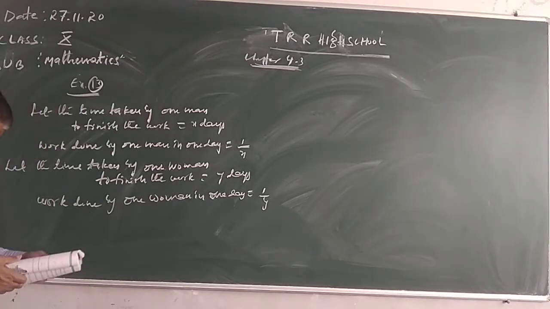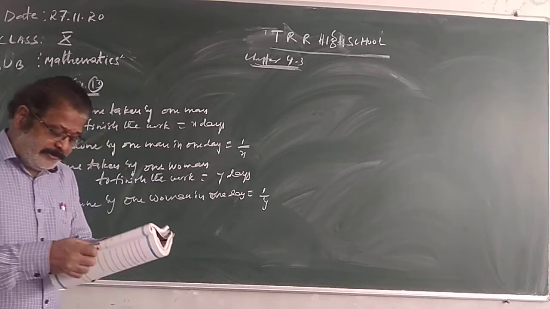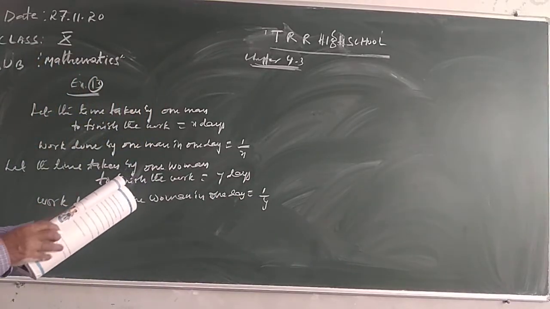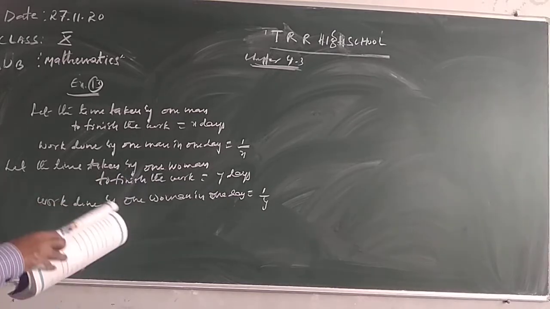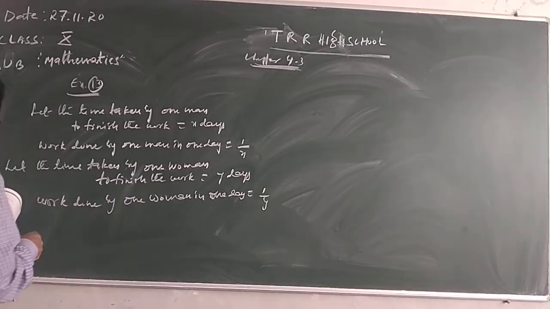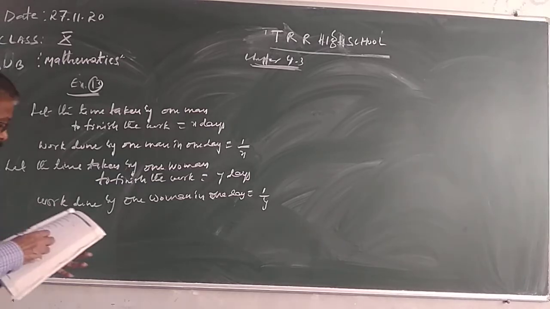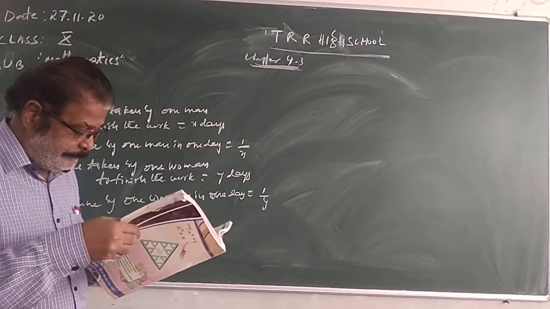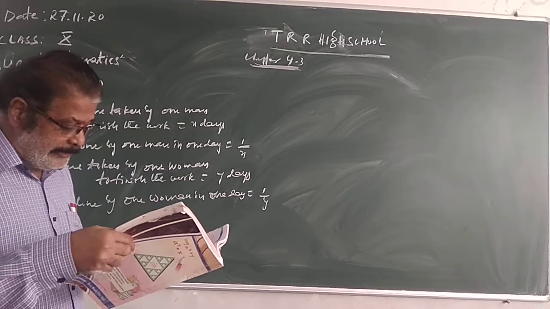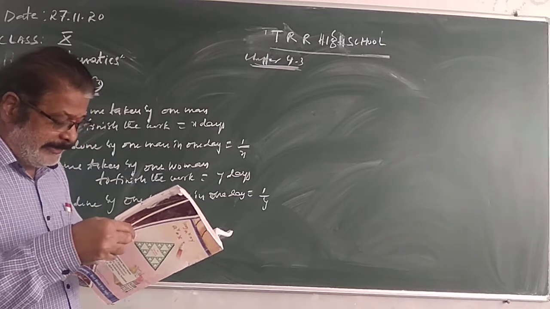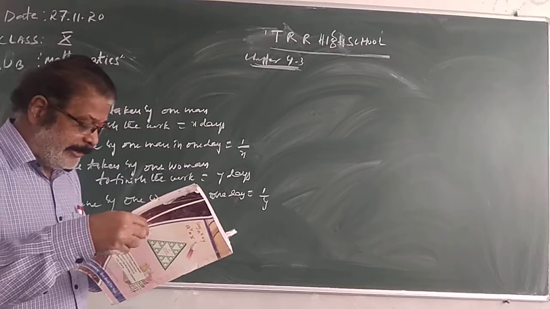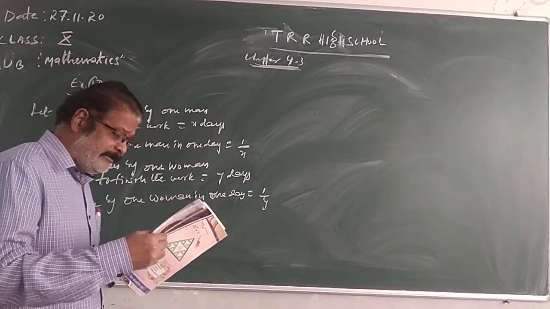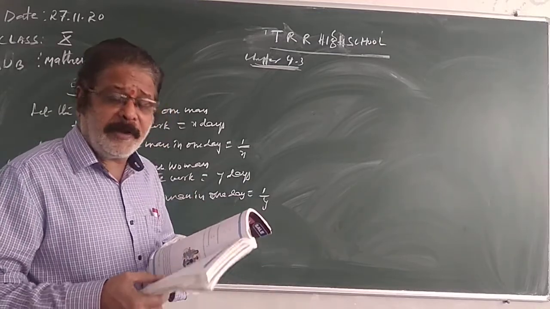Okay, now she came to know that 6 men and 8 women could finish the work in 14 days. She inquired, and she was told that 8 men and 12 women can finish the work in 10 days. Okay, these you formulate into a pair of linear equations.